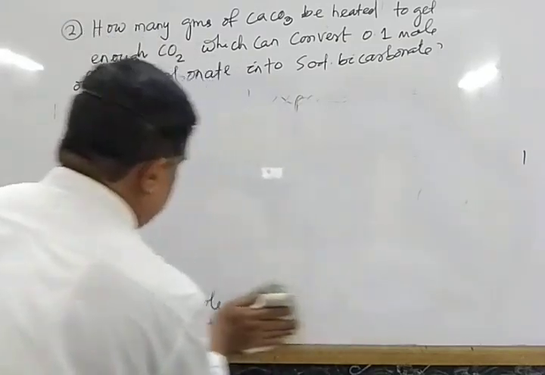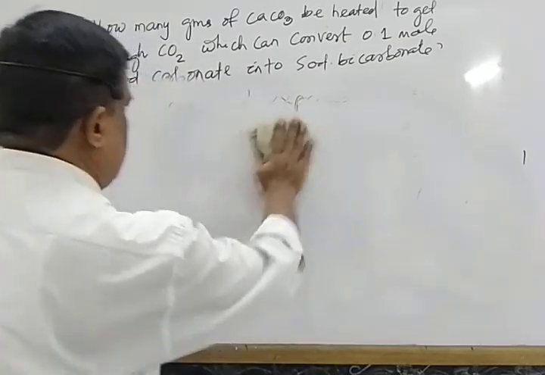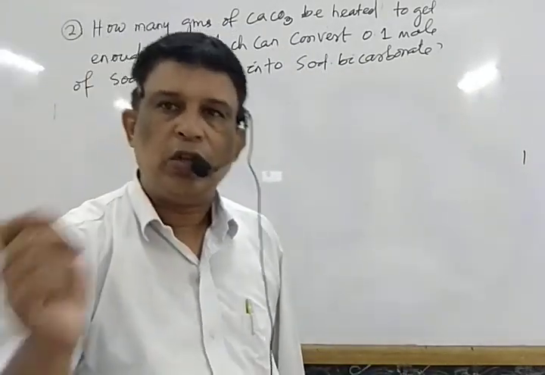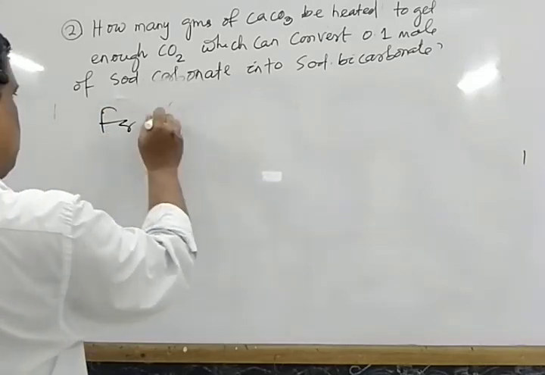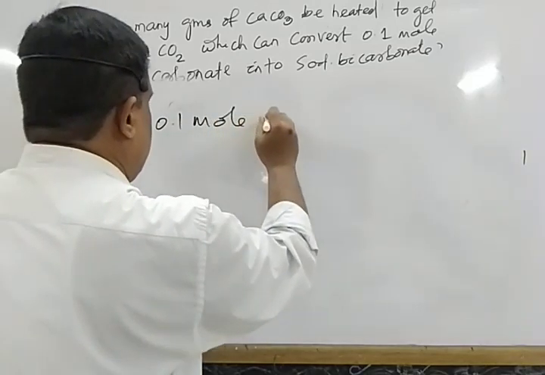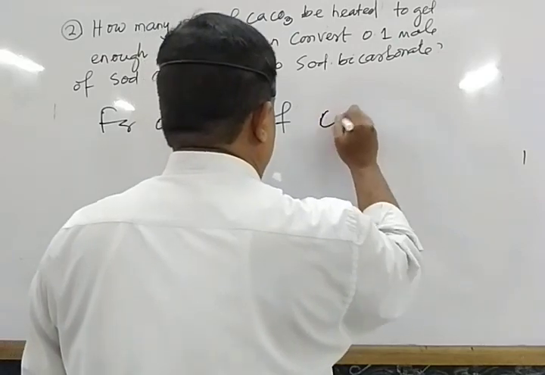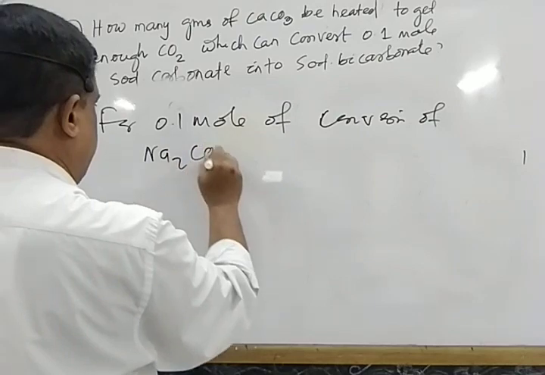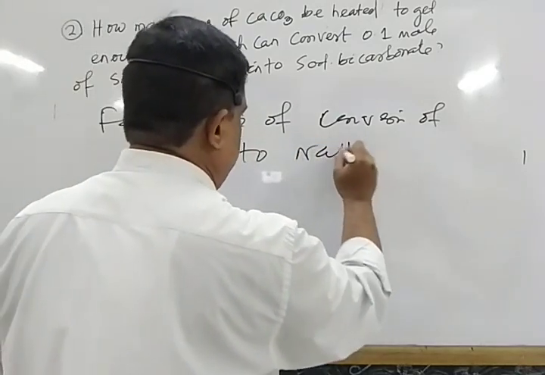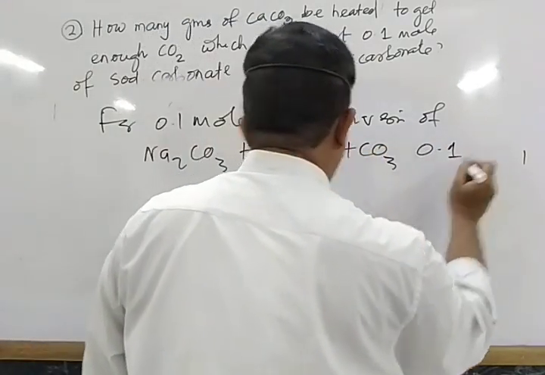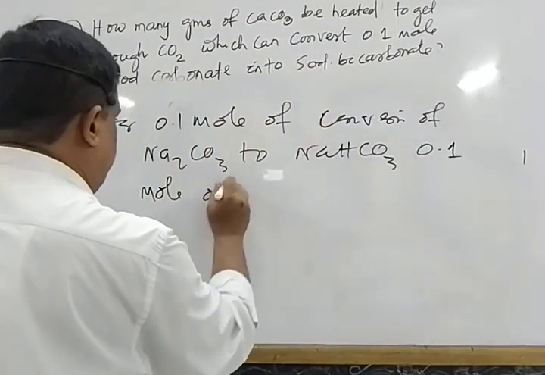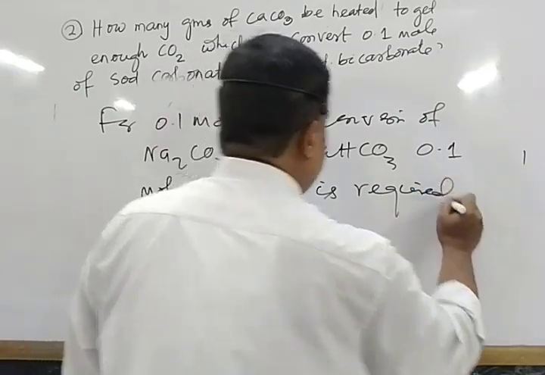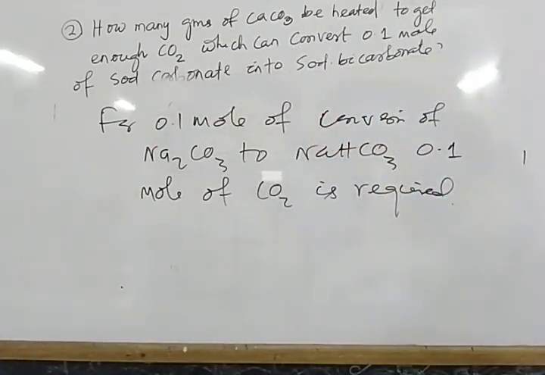If 1 mole of carbon dioxide is required for conversion of 1 mole of sodium carbonate to sodium bicarbonate, and in my question 0.1 mole of sodium carbonate is converted to sodium bicarbonate, then 0.1 mole of CO2 is required. Mark that: 0.1 mole of carbon dioxide.